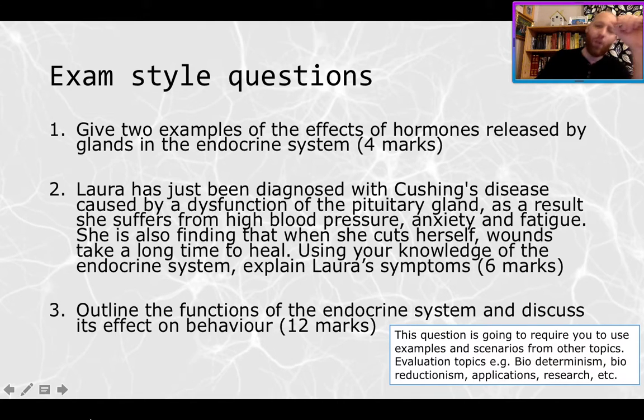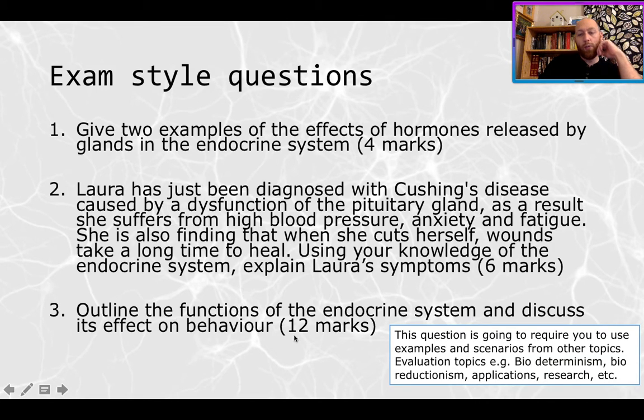Right, some exam questions then. Nice easy one you could get as a warm-up. Give two examples of the effects of hormones released by glands in the endocrine system. You could go anywhere with this. I would say perhaps talk about the stress response, release of ACTH, cortisol and so forth. You have two examples of the effects, so you have to explain two.